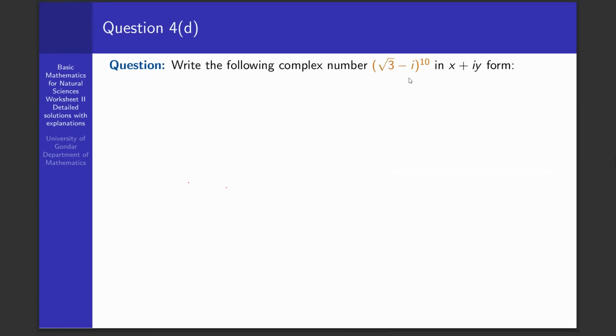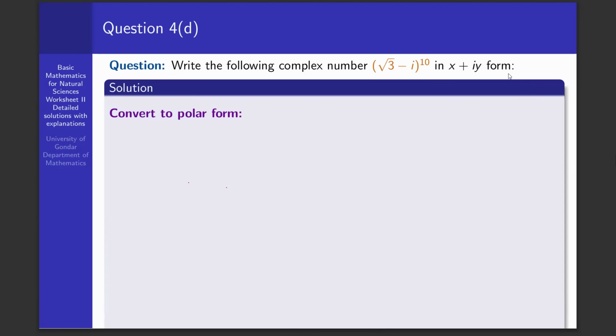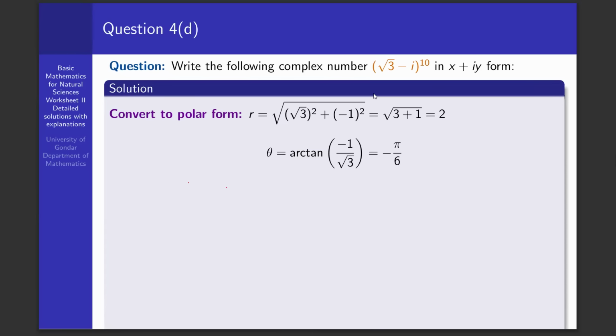The next one is question number 4d. It says write the following complex number in standard form, that is x plus iy form. So the solution will be, first we have to convert this into polar form. A polar form of a complex number means writing the given complex number as a function of r and theta. We know that first the r, that is the magnitude of the complex number, is the square root of the square of the imaginary part plus the square of the real part of the complex number.